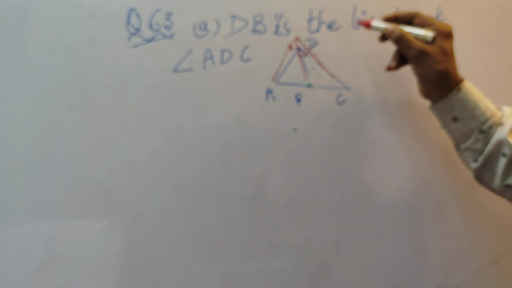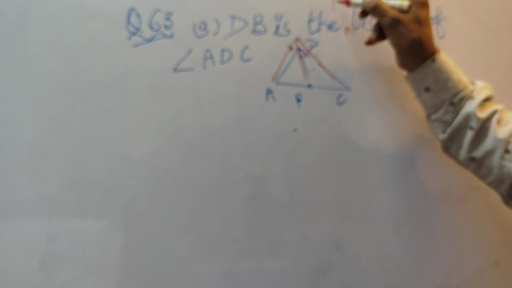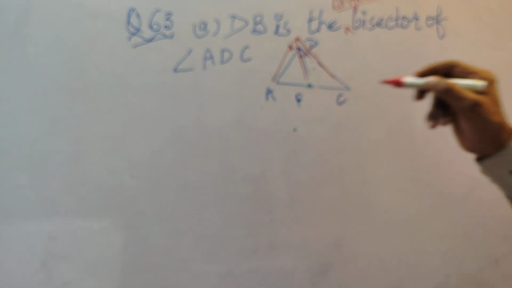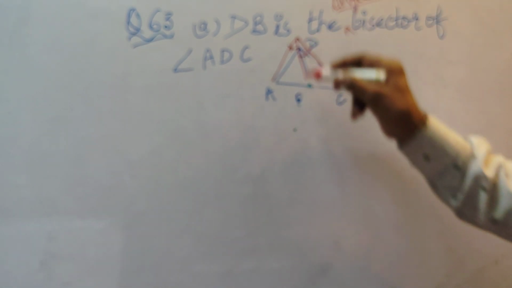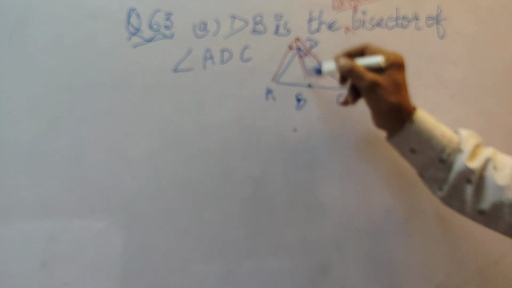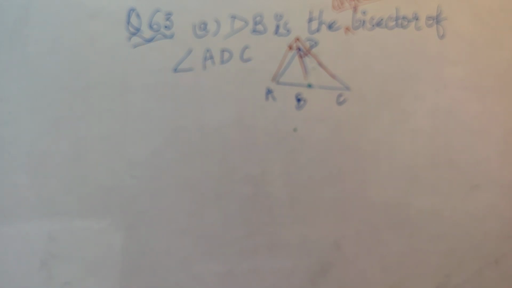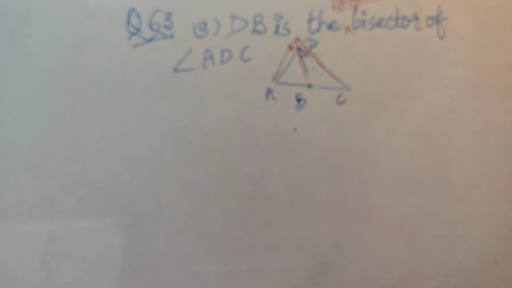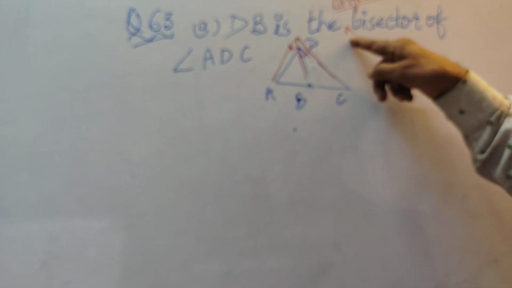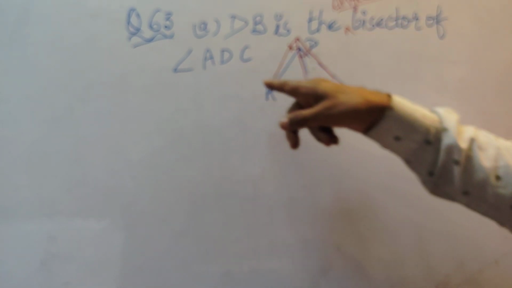So for DB, we can here write angle bisector of angle ADC. So DB is mentioned as angle bisector. DB should be angle bisector. Only bisector is not possible. Only bisector means perpendicular bisector. So the term is confusing. Either it is considered with angle bisector or with side bisector.